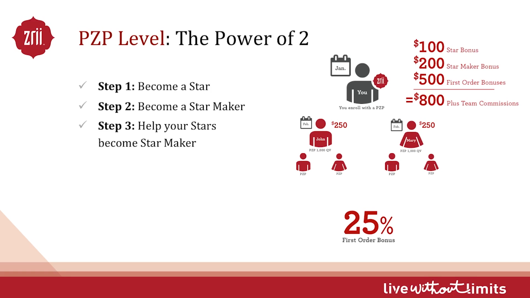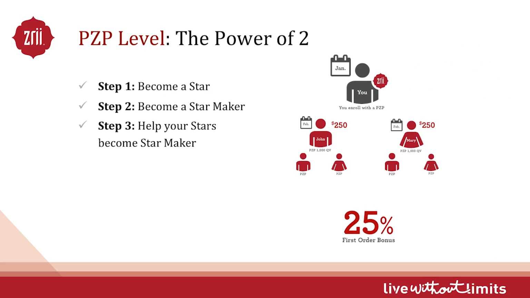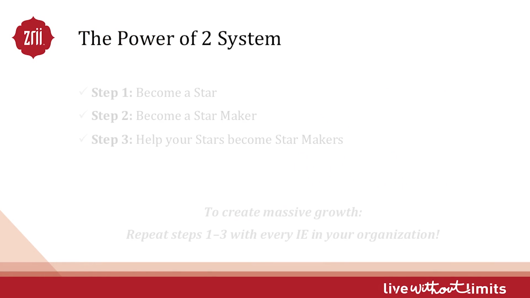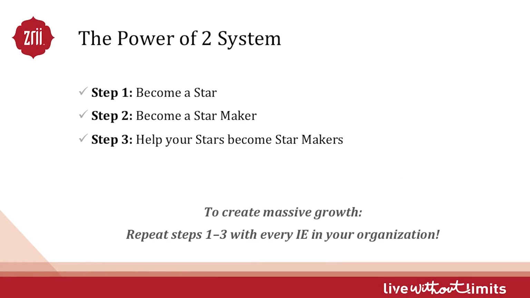When John and Mary do the same thing you just did, they also earn $800 plus team commissions. And because the product orders in your organization are larger, you also earn more in team commissions, bringing your grand total to $1,080. We recommend setting a goal of completing at least one Power of Two cycle every month. Why? Because this system is easy, duplicatable, and best of all, it's effective.